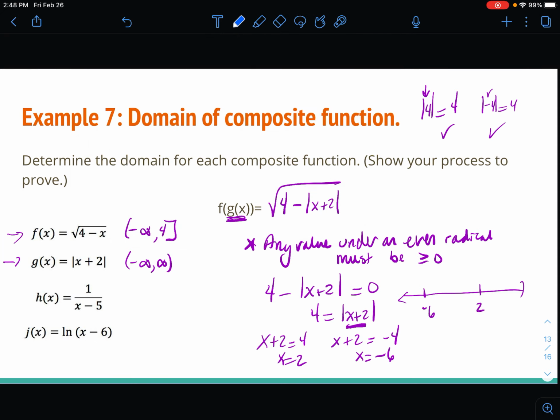So if we go ahead and test x equals negative 7, let's think about that. It'll be the square root of 4 minus the absolute value of negative 7 plus 2, which is going to be, let's see, that's 5. We'll get a negative 1 under there. Can't use that. No dice.